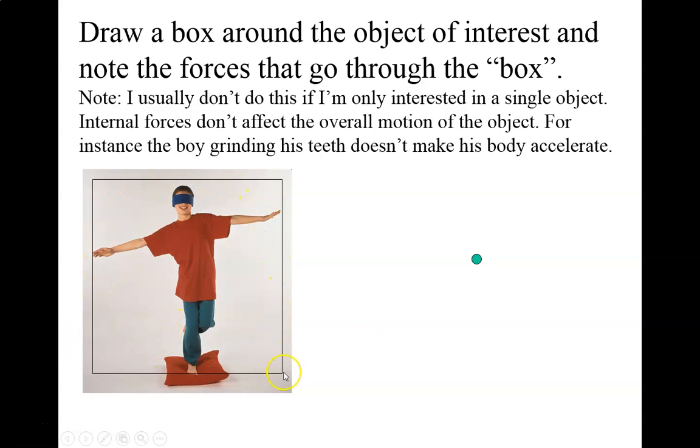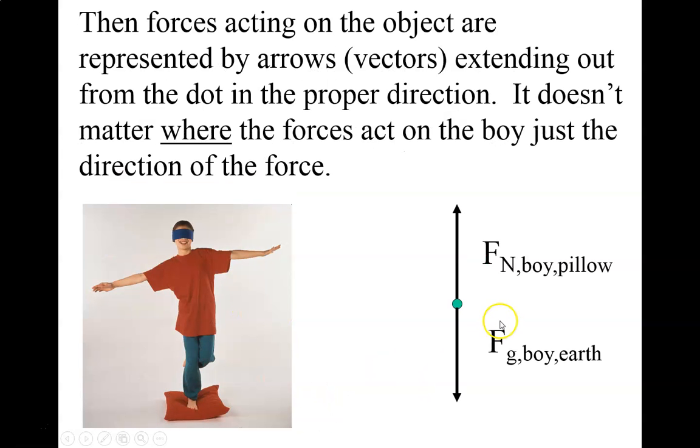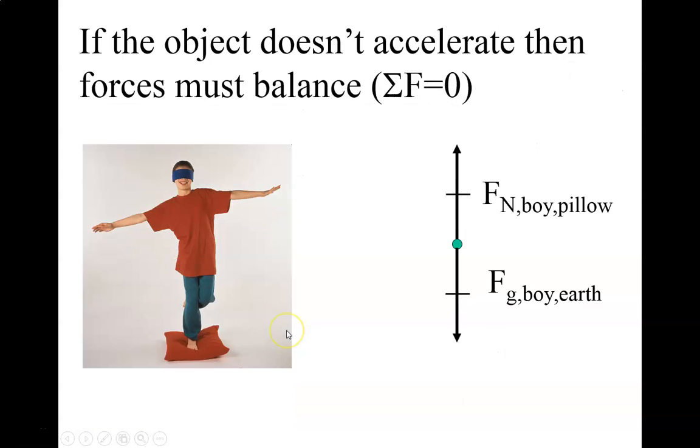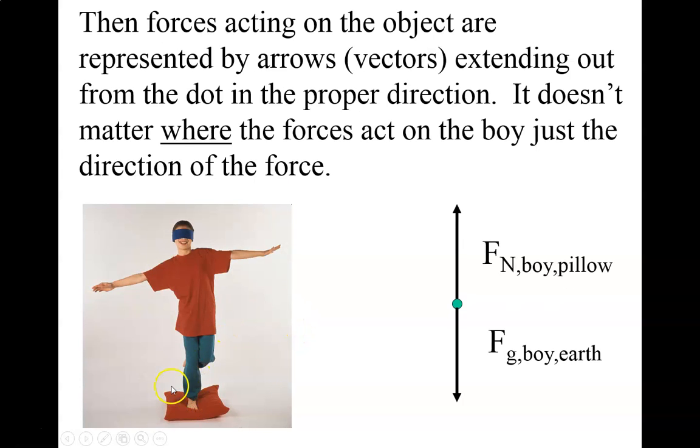One way of looking at it is you draw a box around the boy and you label any forces that are going through the box. Gravity. Gravity's going through the box. The Earth's pull travels through the box. The normal force, a contact force, is pushing the boy upwards.